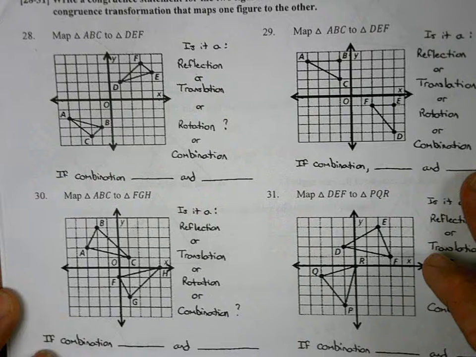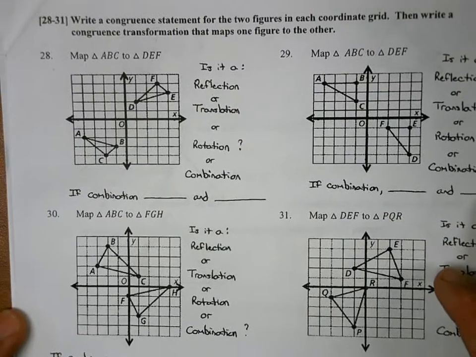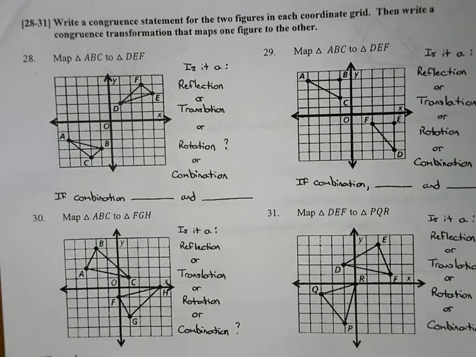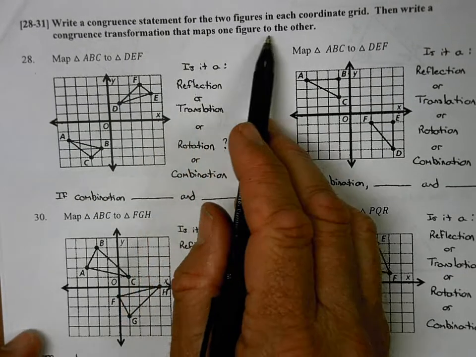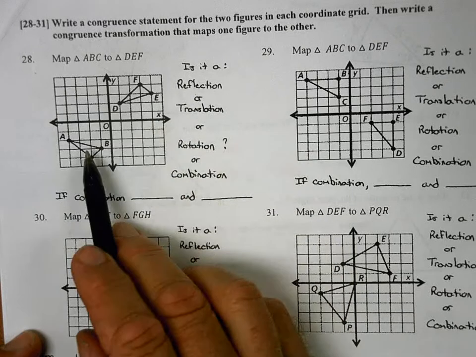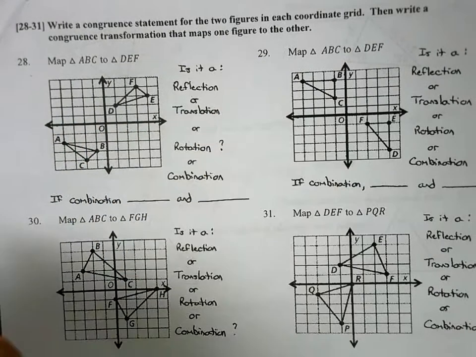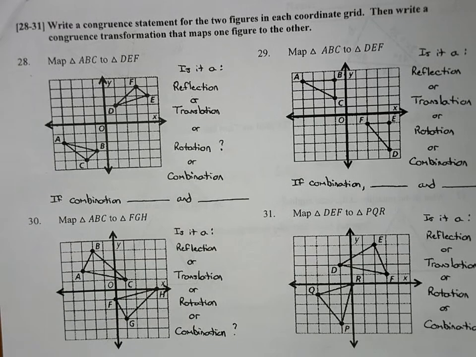All right, we're back, hopefully to finish this up. So this is number 28. What we want to do is write a congruence transformation that maps one figure to the other figure, and then we're also going to write a congruence statement for the two figures in each coordinate grid.